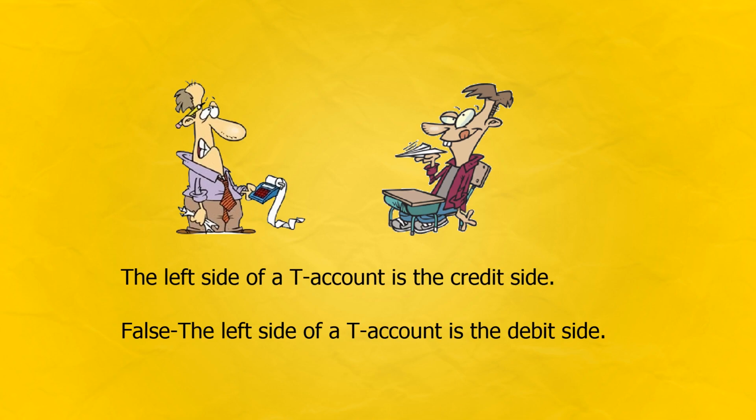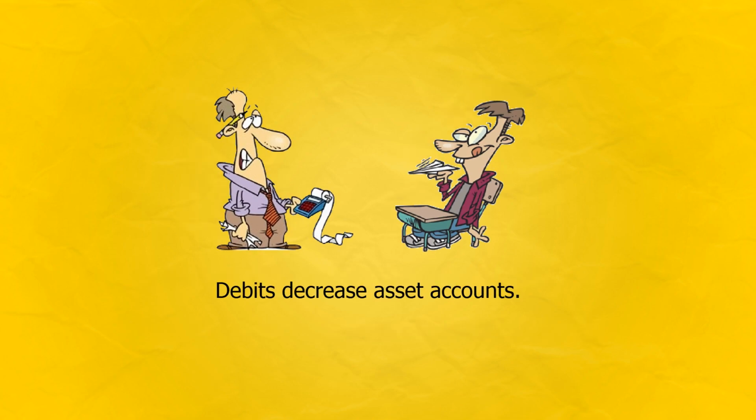When a company receives cash in advance from a customer, it should debit cash and credit accounts receivable. False. When a company receives cash in advance from a customer, it should debit cash and credit unearned income.